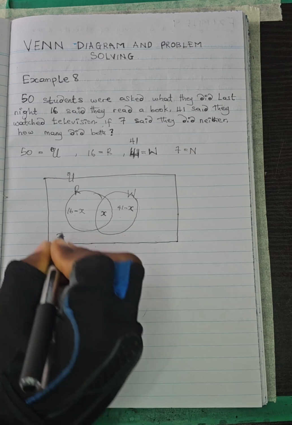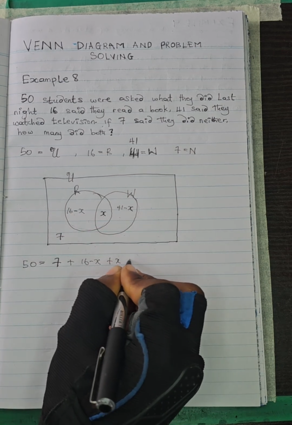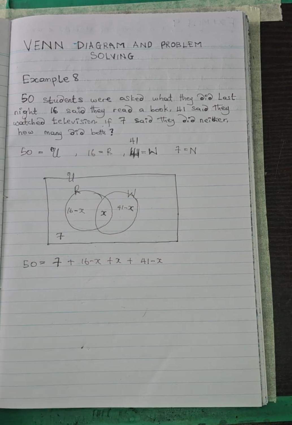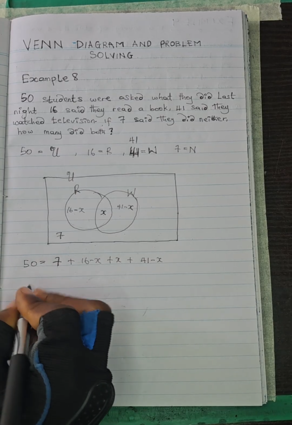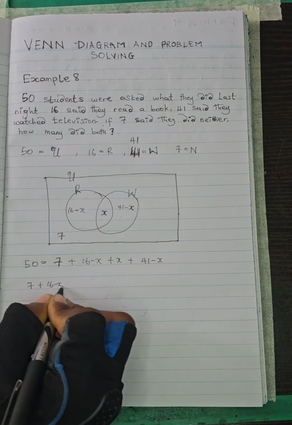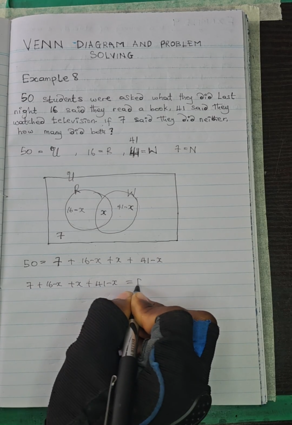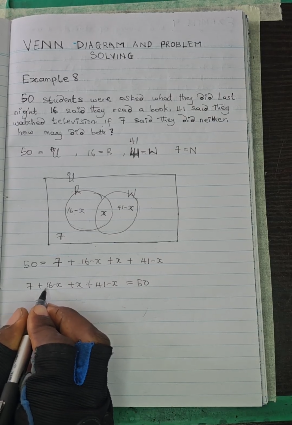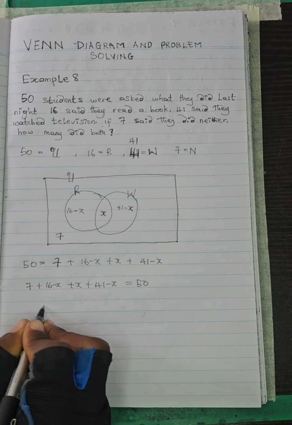So 7 plus what is here, 16 minus X, plus what is here, X, plus what is here, 41 minus X. Everything must give you 50. So let's go about it. Let me bring this on this side and start solving. 7 plus 16 minus X plus 41 minus X is 50. So let's add 7 plus 16, which will give you 23. 23 plus 41 will give you, sorry, 64. So you have 64.